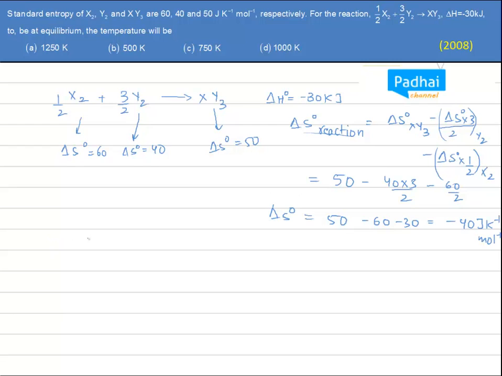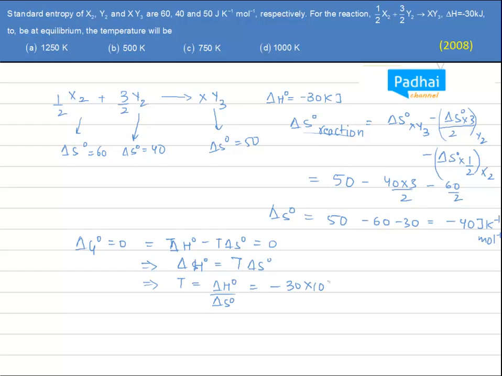Now for the reaction to be at equilibrium, delta G naught should be equal to 0, and delta G naught is given by delta H naught minus T delta S naught. Now this should be equal to 0, or I can write it as delta H naught should be equal to T delta S naught. So over here I can put the value, so I'll get T will be equal to delta H naught by delta S naught, and delta H naught is given to us as minus 30 kilojoule.